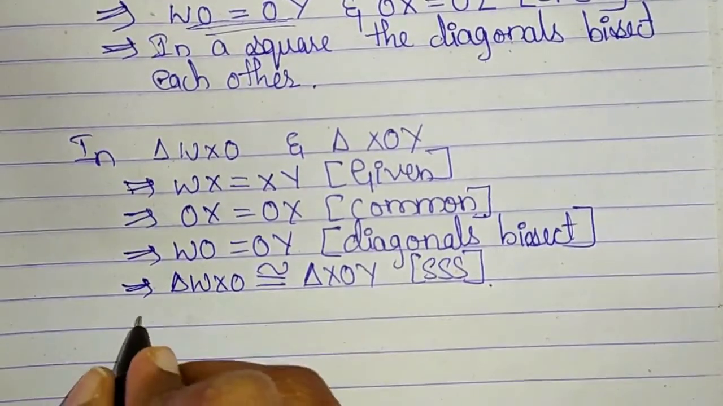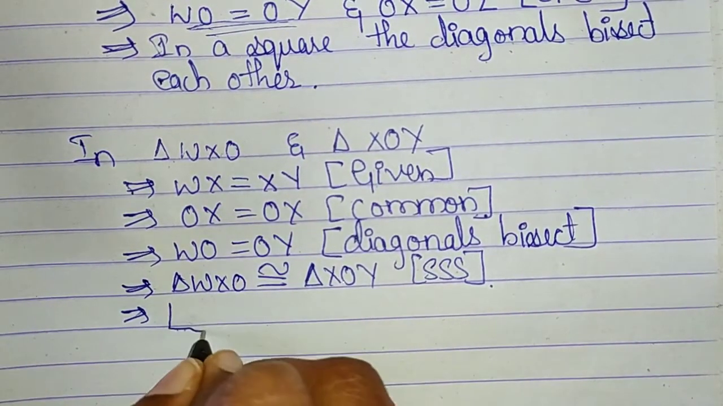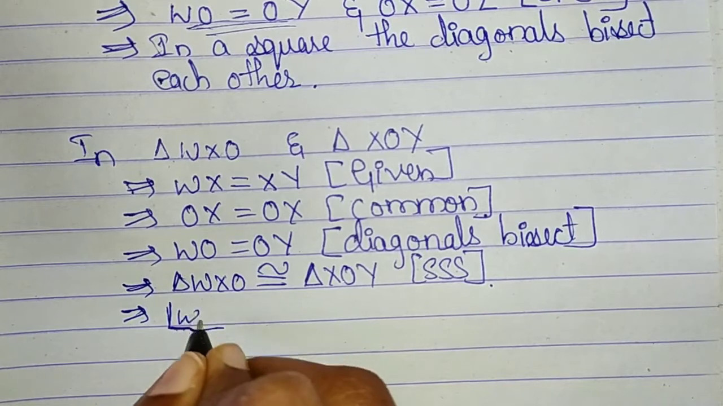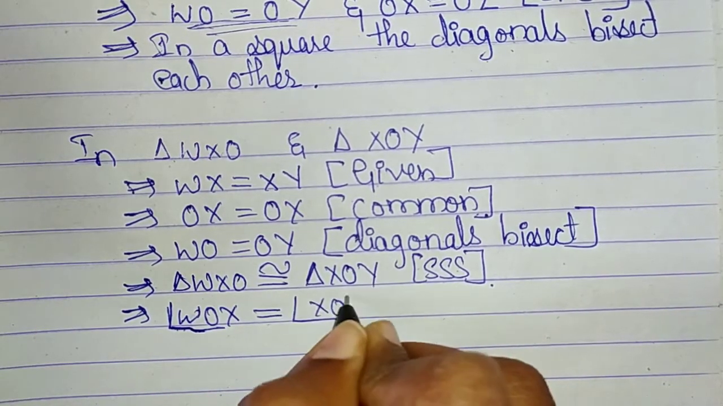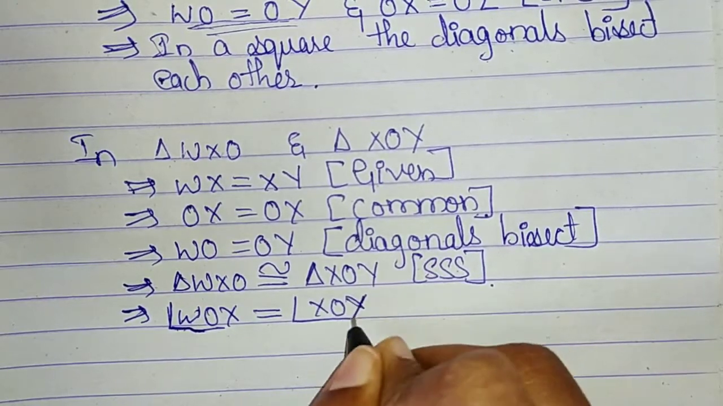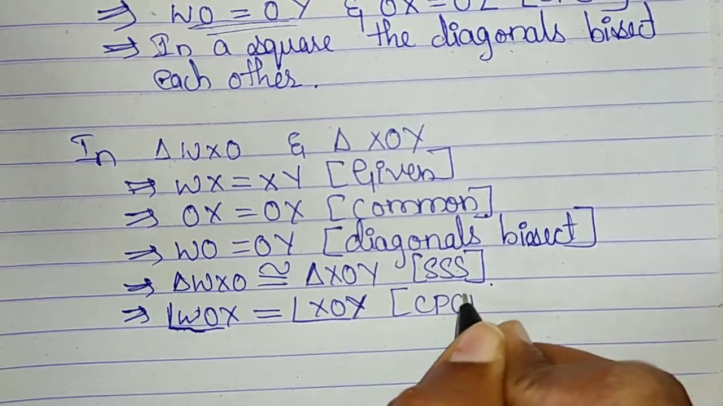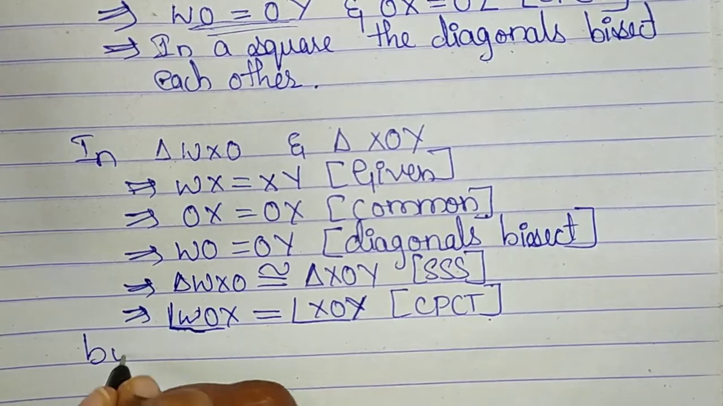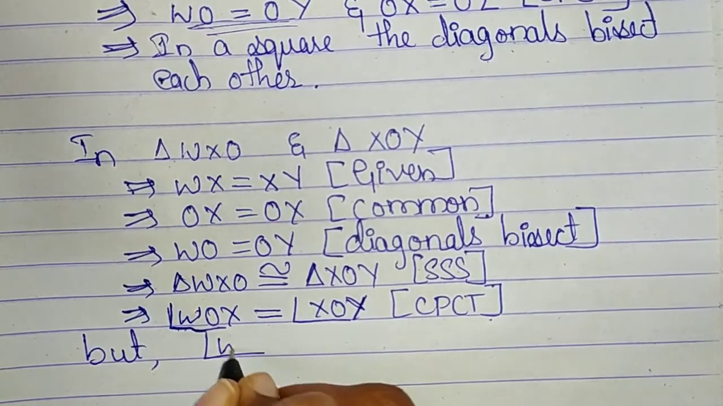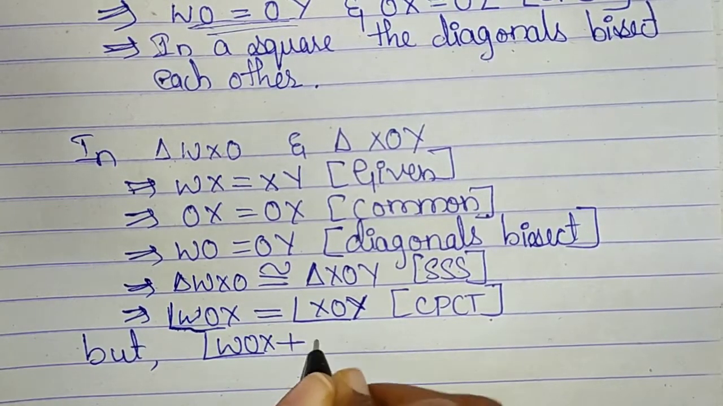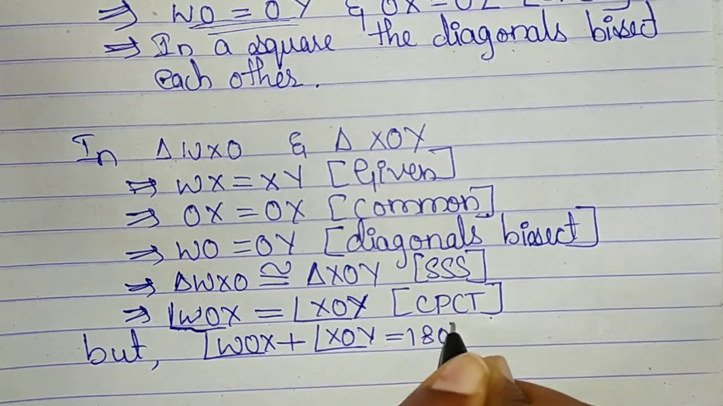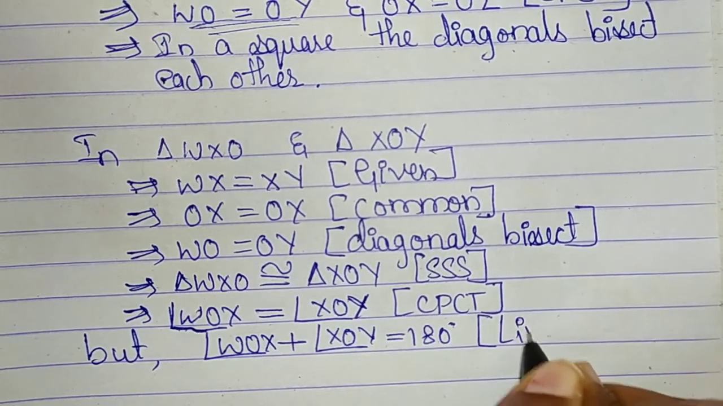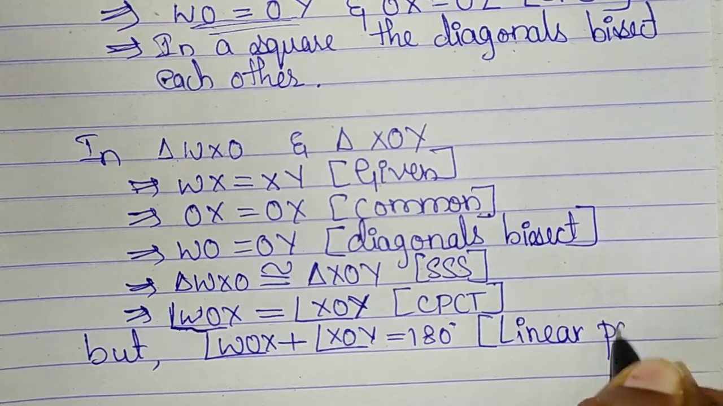So finally we get angle WOX is equal to angle XOY by CPCT. But angle WOX plus angle XOY is equal to 180 degrees because they are a linear pair. Here you can see them.